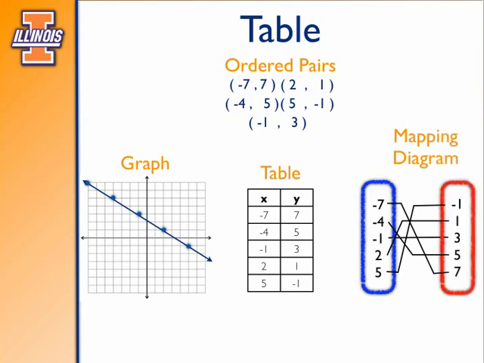And last but not least, I'm going to take each set of ordered pairs and create my mapping diagram. I put all my x values on the left-hand side, all my y values on the right, and then I connect ordered pairs with the line. So that tells us that -7 goes with 7, -4 with 5, -1 with 3, 2 with 1, and 5 with -1.